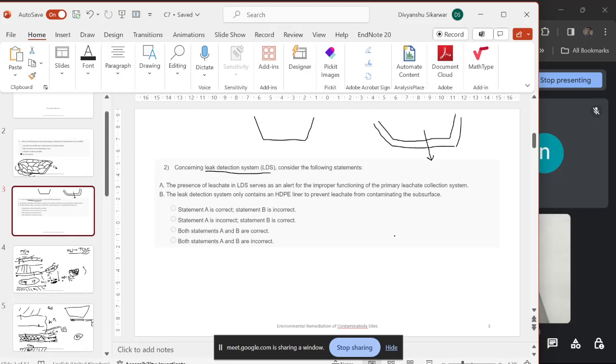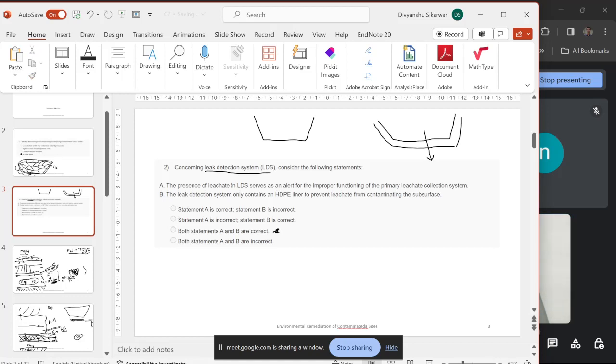Both the statements A and B are correct. So, A and B are correct. The statement "A and B are correct" means option C: both statements A and B are correct. So you're saying this option, right?